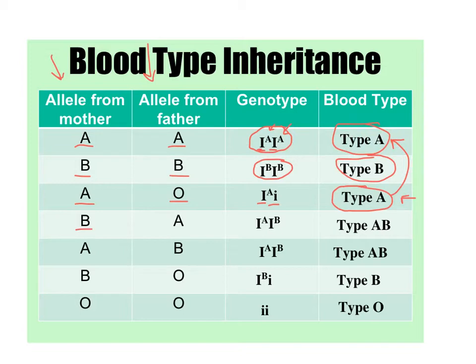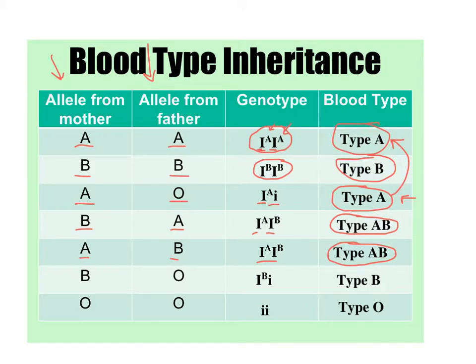This person got the B allele from mom, the A allele from dad, so that person would obviously have the blood type of AB. And this is the same thing, just in reverse. Got the A from mom, got the B from dad. Once again, there's the genotype, big I, big A, big I, big B. And there's the phenotype, type AB.